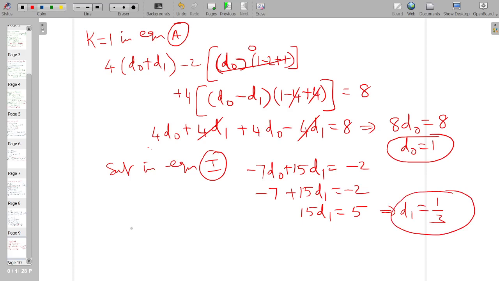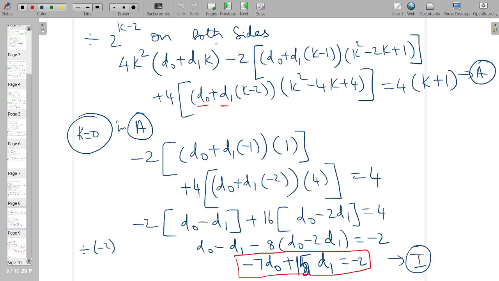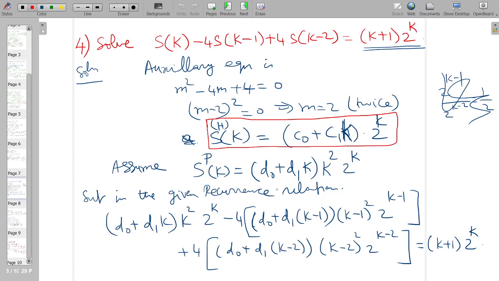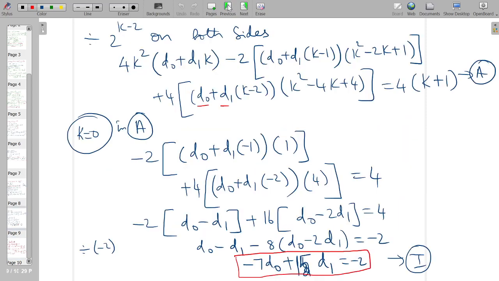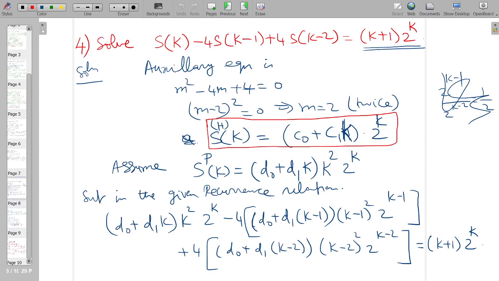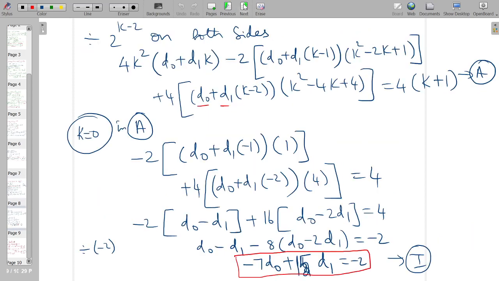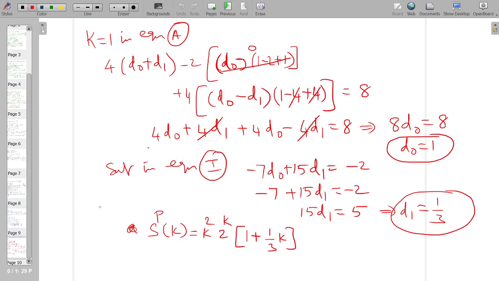Now S of k with respect to the particular solution would be, you can see here what the assumption is that you have made: d naught plus d1 k into k squared 2 power k. So I will have k squared into 2 power k, with d naught as 1 plus d1 as 1 by 3 into k. So this gives you the particular solution.